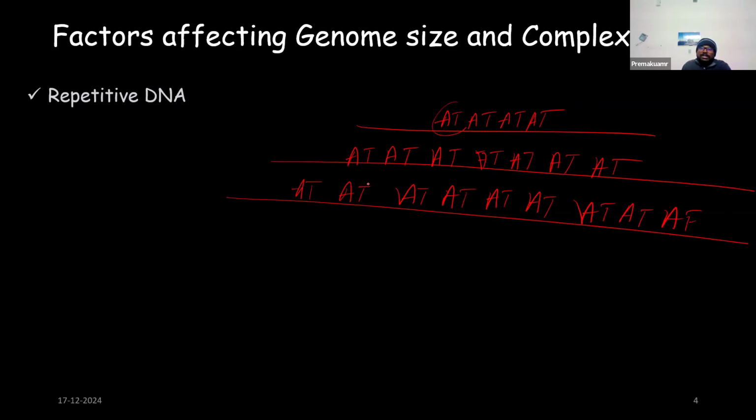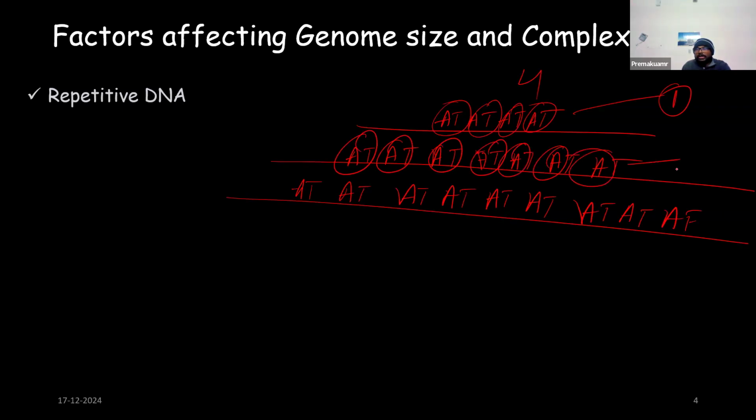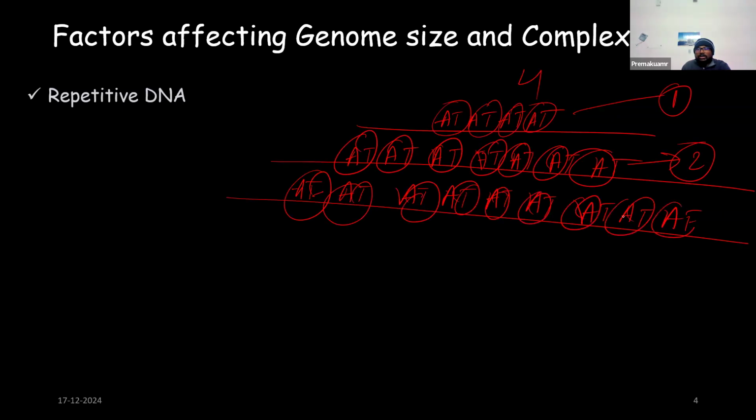For example, this 8 is repeated 4 times in individual 1. This 80 is repeated 7 times in individual 2. Here it is repeated 9 times, and in individual 3 it is 4 times. See, this particular nucleotide sequence is repeated 4 times, which means it's a repetitive gene.